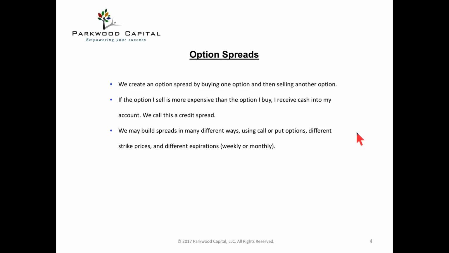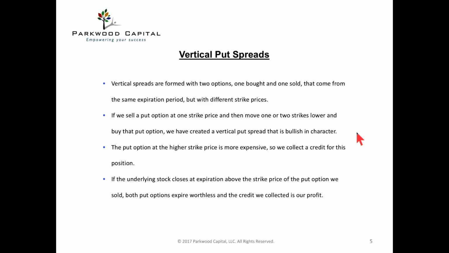An option spread is created by buying one option and then selling another. Now if the option I sell is more expensive than the option I buy, I end up with cash coming into my account, and we call this a credit spread. If, on the other hand, the option I buy is more expensive, then I end up with a net outflow of cash, and we call that a debit spread. Now, we can build spreads in a lot of different ways. We can use calls or put options. We can use different strike prices or the same strike prices, or different expirations or the same expiration.